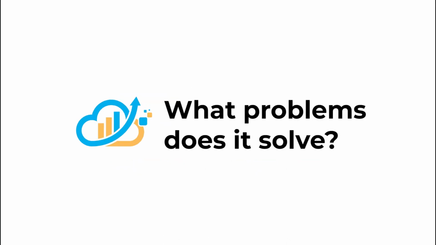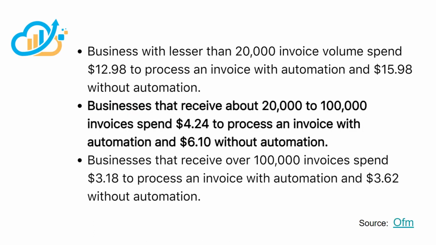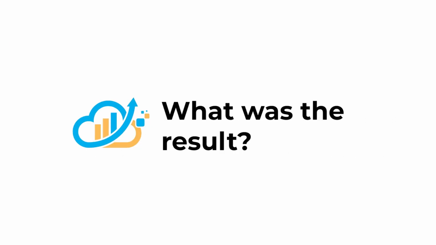So what's the problem? Well, in today's business world, managing invoices remains a significant bottleneck. On average, an accounts payable clerk can only process about 5 manual invoices per hour, which translates roughly to 12 minutes per invoice. Not only is this process time consuming, it's also pretty costly. Businesses without automation can spend between $3 and $16 per invoice on average, depending on the volume of invoices.